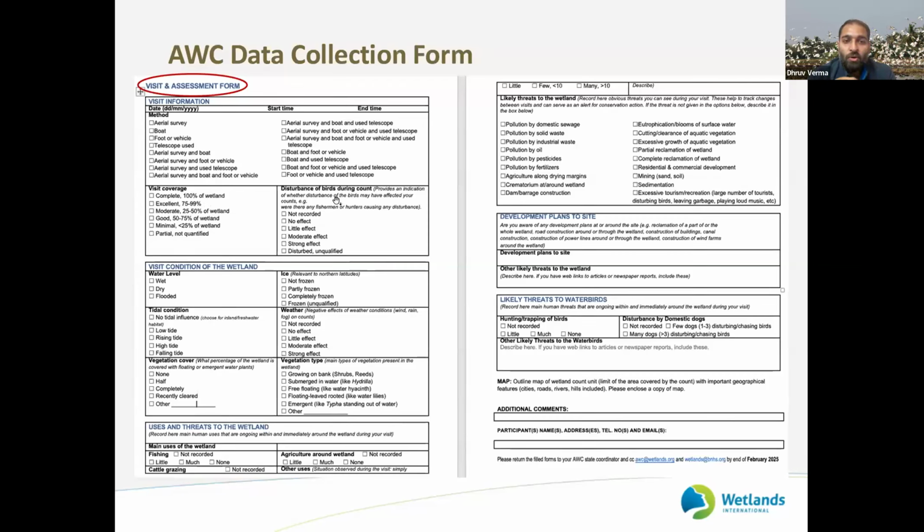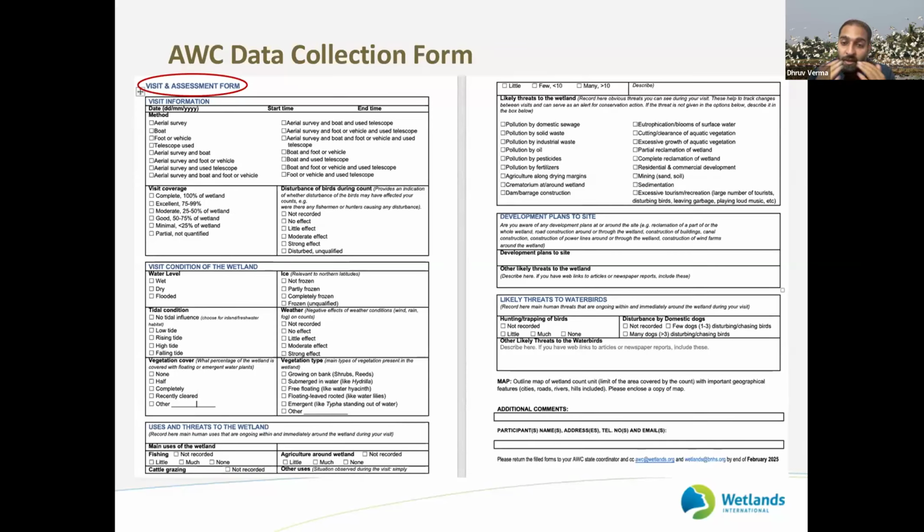Similarly, there is a section called disturbance to birds. What disturbance do we observe? There, whether there was a lot of disturbance or less disturbance, we can record that. Then there are a couple of things related to the visit conditions, something like what the water level was. The tidal condition is also in the project app, so we can ignore it. Vegetation type, the cover of vegetation. And then the very important aspect is the use and threats to the wetland, right?